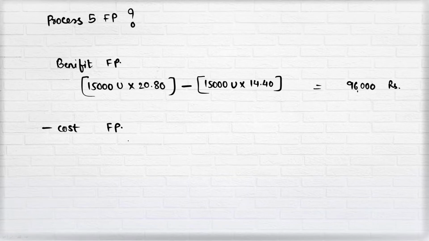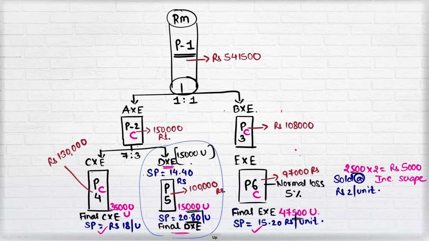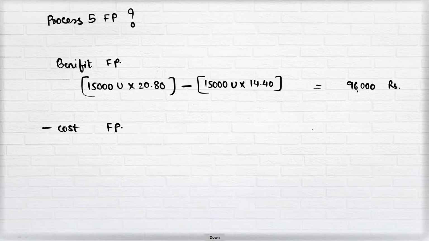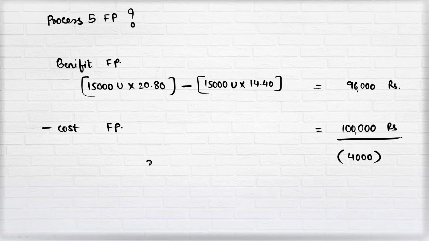What is the benefit? 96,000 rupees. What is the further processing cost? Which cost should I take? 5,41,500, 1,50,000, 1,08,000, 1,30,000, 97,000, 1 lakh. Further processing cost in process 5 is the only relevant cost for this particular decision making. It is rupees 1 lakh. The benefit will be negative 4,000, so it should not be further processed.